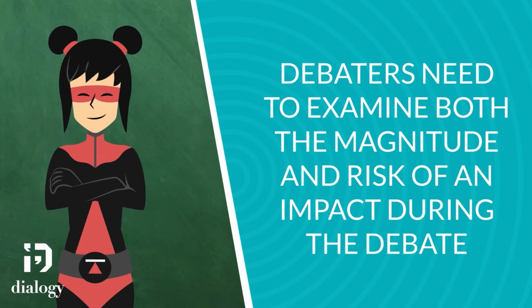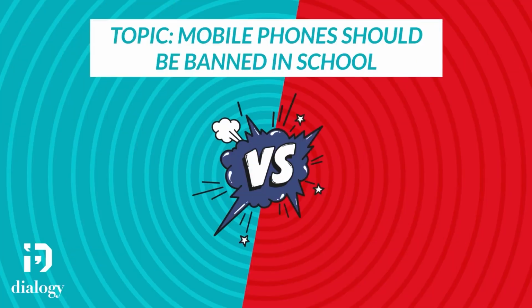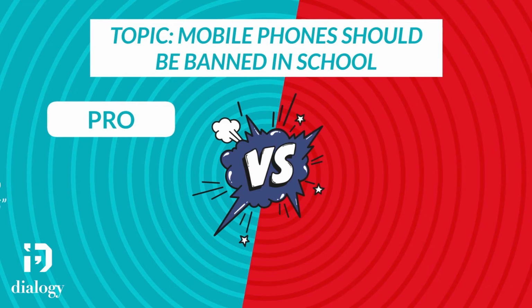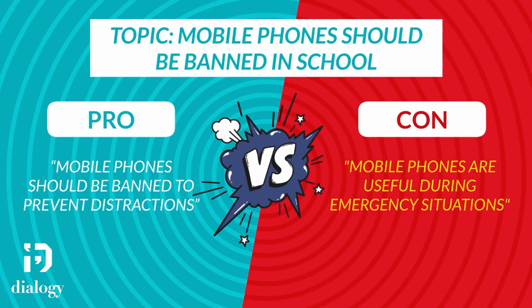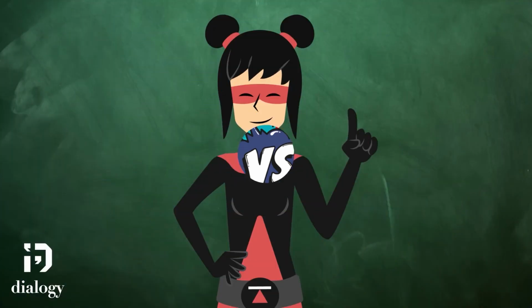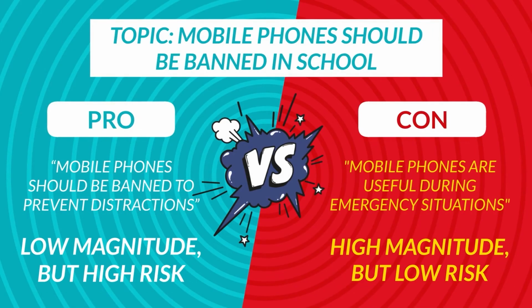Let's apply this idea of risk to a more common example in debate. On the topic of banning mobile phones in school, a pro team could argue that mobile phones in school increase the risk of distraction, and a con team might argue that mobile phones are useful during emergency situations. Which impact is more important? Well, it depends. Let's take a look at which impact has a higher magnitude and which impact has a higher risk.